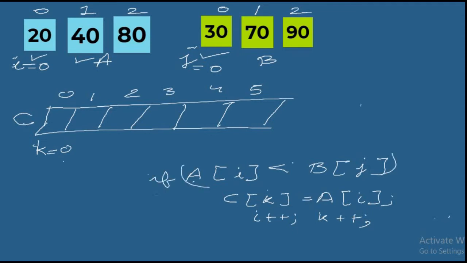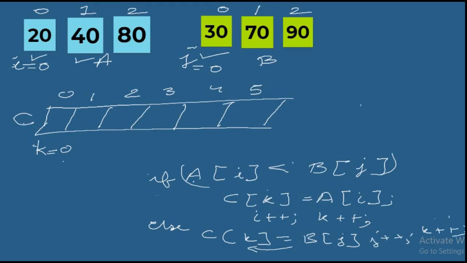Else, what we are going to do? Else means BJ will be smaller. So in the else part, we will copy BJ into CK, and then we will increment J as well as we will increment K. Okay, so this we are going to do.